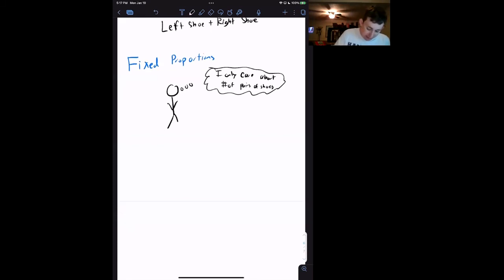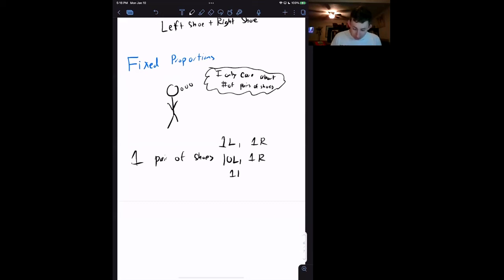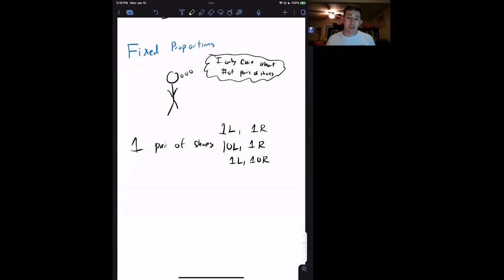What does that mean? That means that, well, one pair of shoes is one left and one right. But one pair of shoes is also 10 left shoes and one right shoe. It's also one left shoe and 10 right shoes, because no matter how many left shoes I have, if I only have one right shoe, then I only have one pair of shoes.